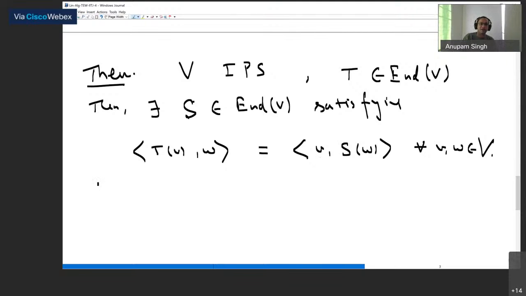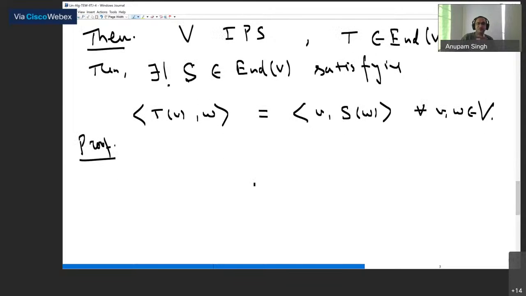Okay. Let's prove that such a thing exists. In fact, this operator which exists will also be unique. And this will be the one which we will call T star. But I will define what is the meaning of T star after we have proved this theorem. So let's prove this. The proof will use the Riesz representation theorem which we proved just now.